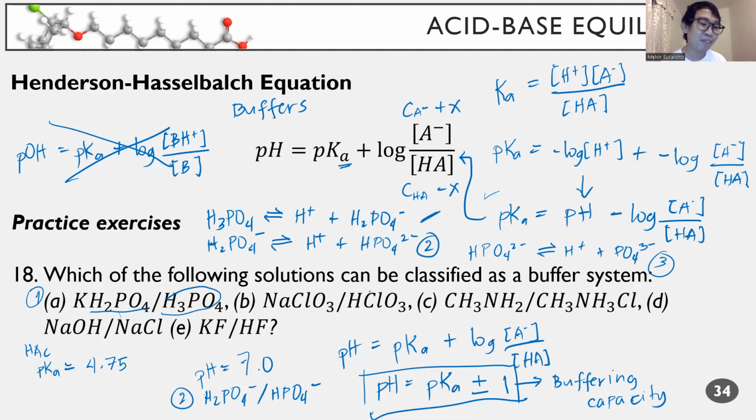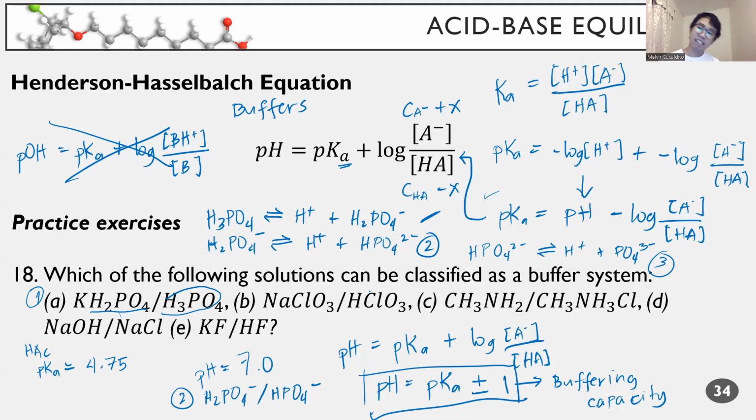Kasi ano to, phosphoric acid mixture. For letter B, take note that the given is a strong acid. That's the reason why you can't make a buffered solution out of this. Okay? Is this clear?